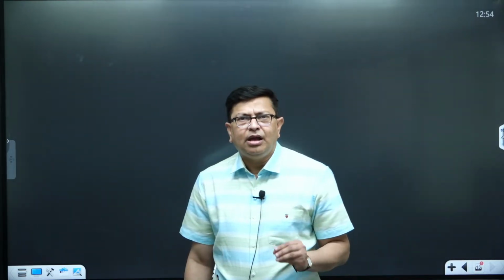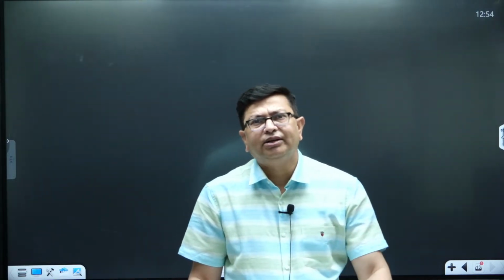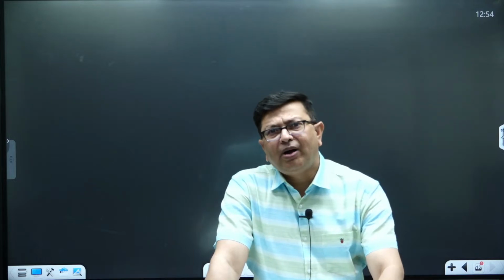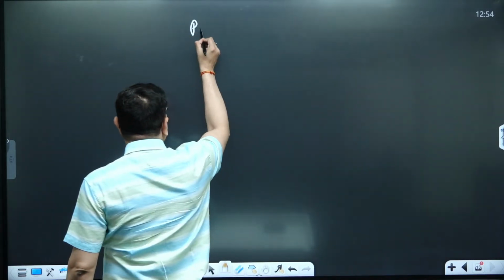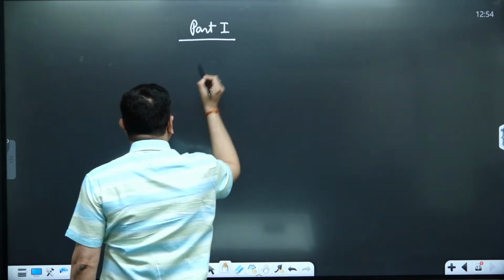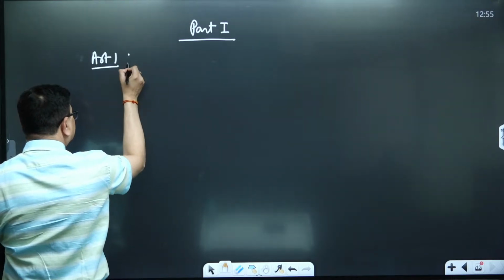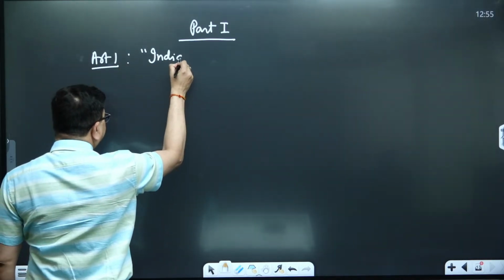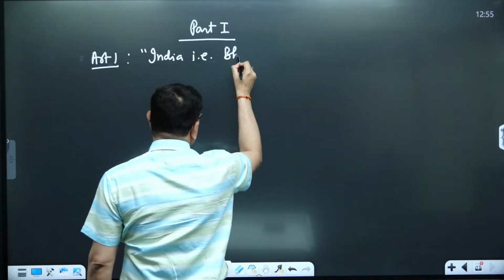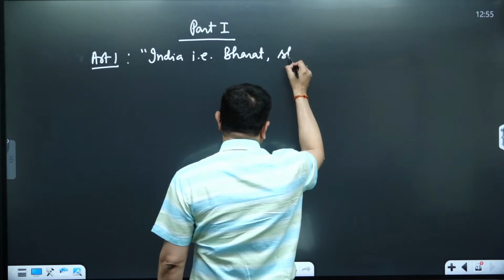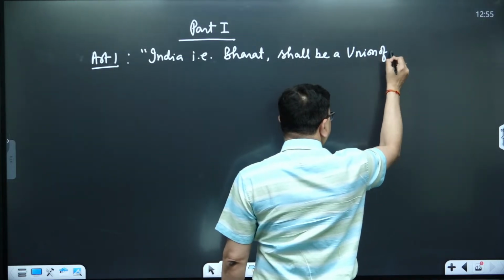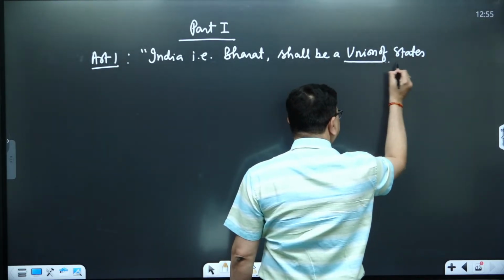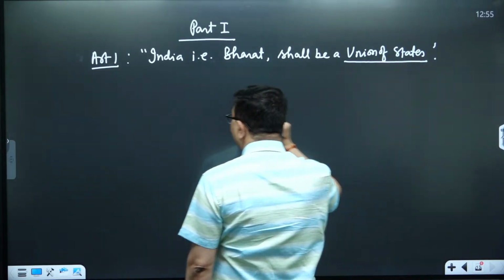Then, coming to Part 1 of the Constitution, from Part 1, Article 1 was in the news. Why was Article 1 in the news? India, that is Bharat, shall be a union of states.